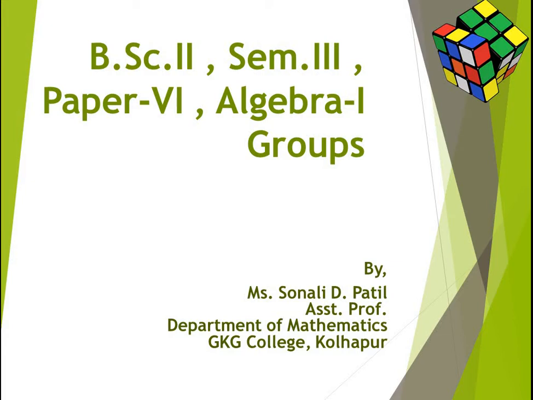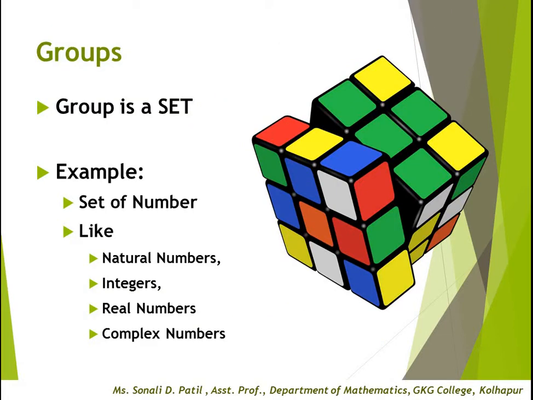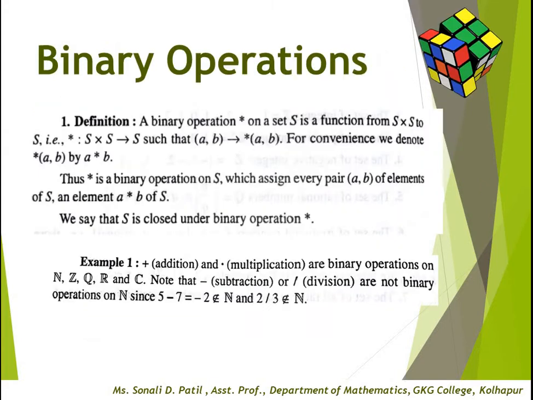Let's start with the group. Basically, group is a set. Take an example: it is a set of numbers like natural numbers, integers, real numbers and complex numbers. Okay. Now we go to the next point, binary operations.